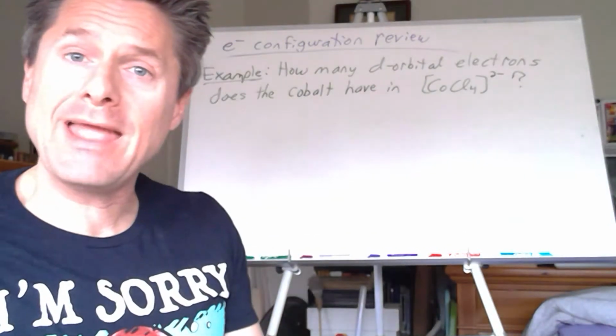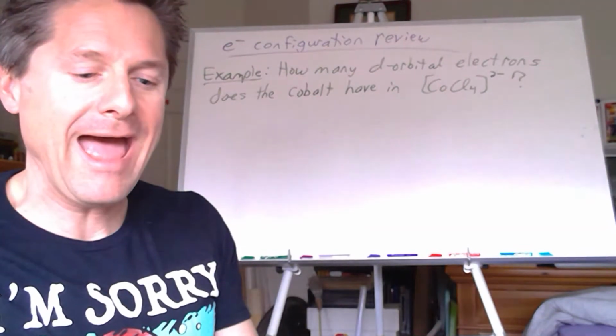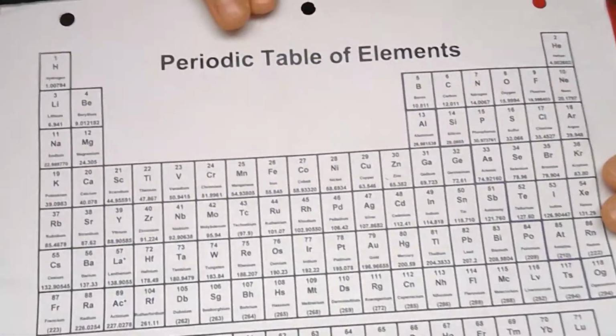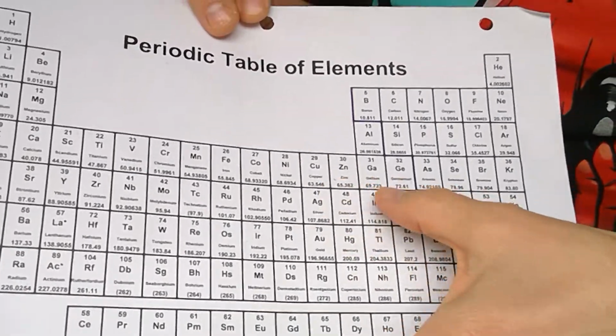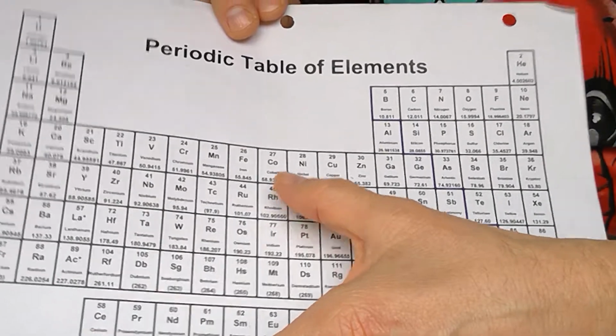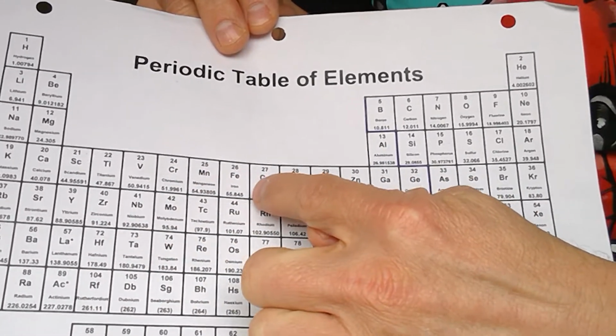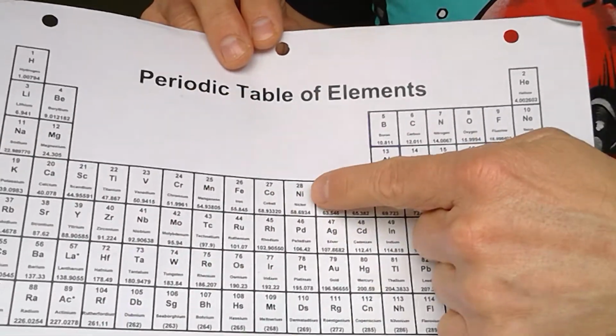So we need to look on our periodic table and look at how many d orbital electrons cobalt has, right? So let's take a look at our trusty dusty periodic table. And if you look over, cobalt is right here. That's 1, 2, 3, 4, 5, 6, 7. So that's 7 along in the 3d range.